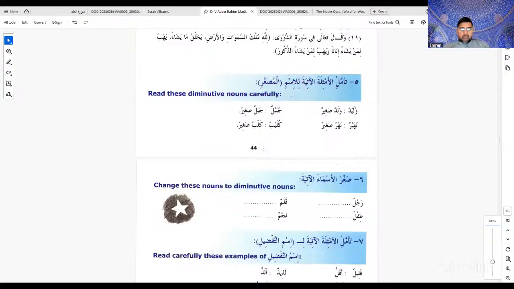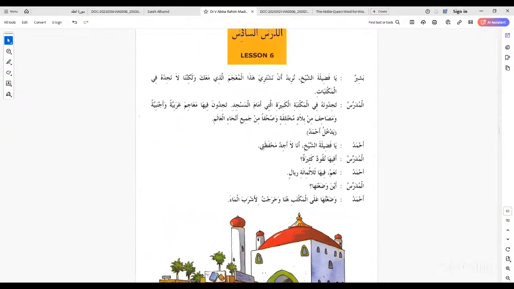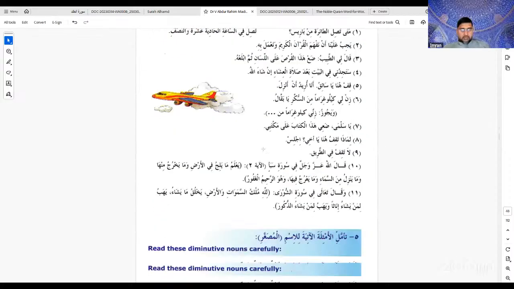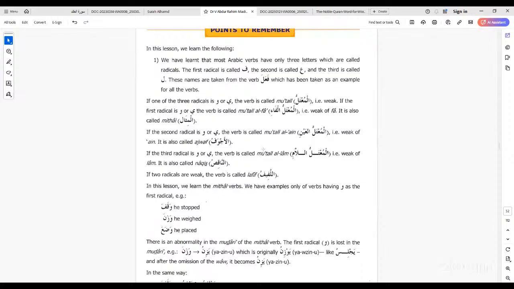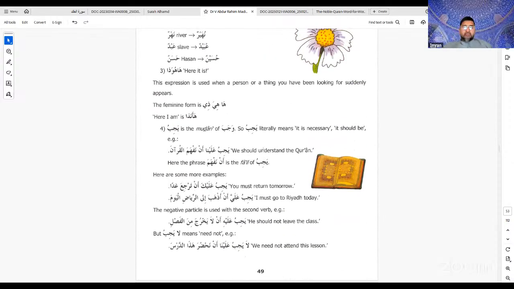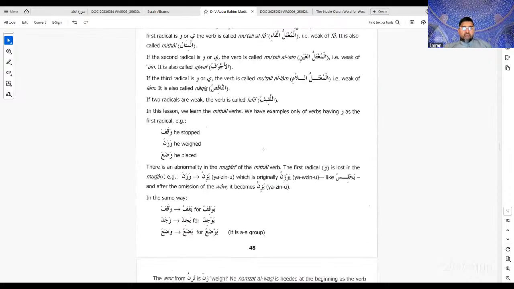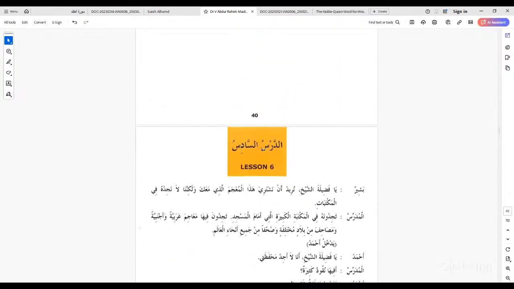Okay. This lesson. Here we said ha dha. Here it is. Yeah, this is correct. Ha dha is an expression. Yes, that's right. So ha means pointing. Ha huna, here it is. Okay, let's read the lesson, and then inshallah tomorrow we go for the exercises.